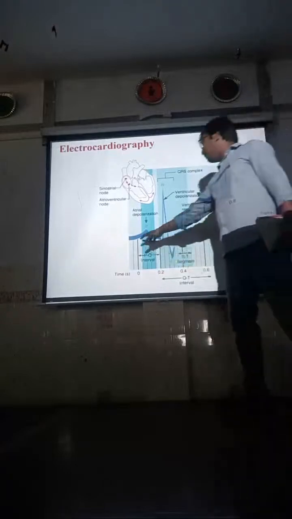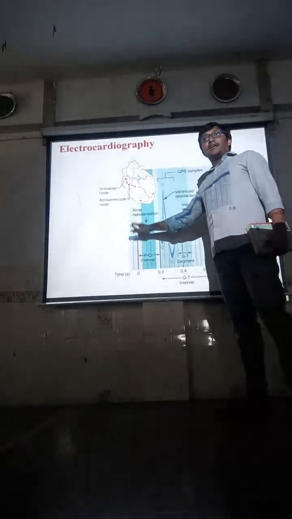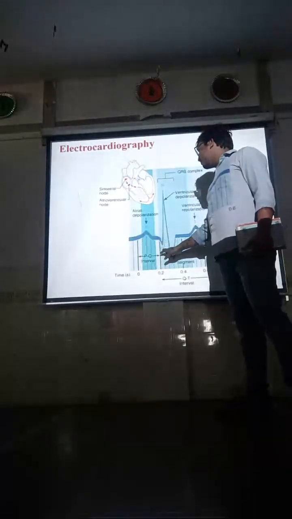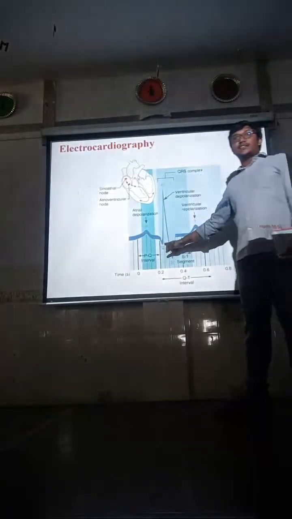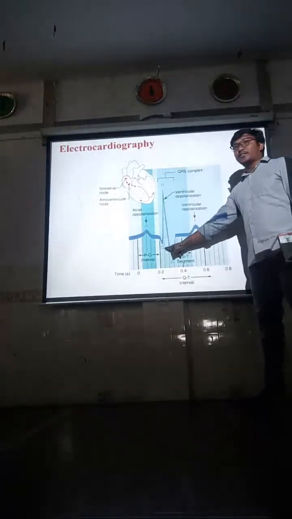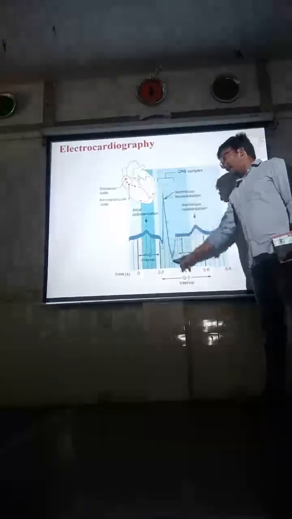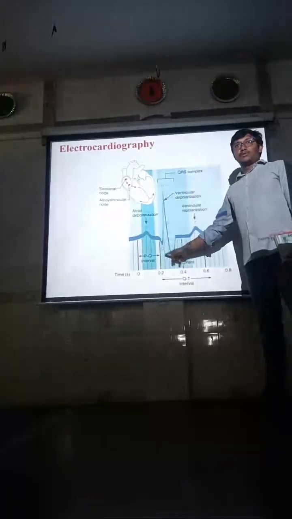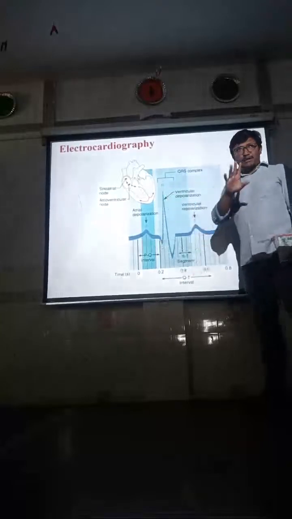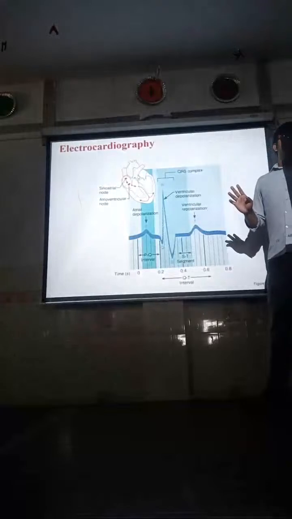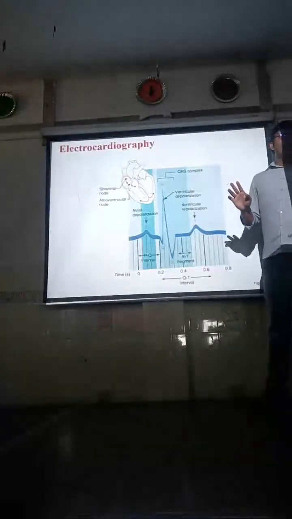So, at the start of the P wave, atrial depolarization is there. At the start of the Q wave, atrial repolarization started and ventricular depolarization started. Ventricular depolarization is between Q and S. So if there is any problem in the ventricle, this QRS complex will vary. Am I clear? Yes, sir.